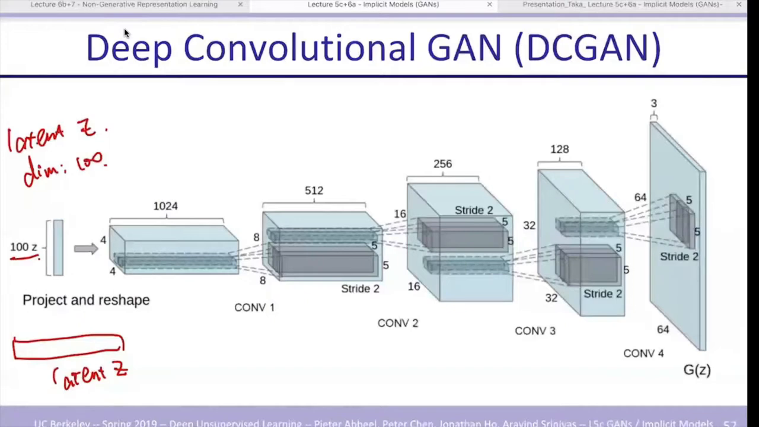After 5 layers, 1, 2, 3, 4, 5 layers, he finally gets the result, which is a picture that has 3 channels. You can call this dimension 64 by 64 by 3, where 64 is the pixel size and 3 is the channel. So the main contribution is that he found a way from the latent Z to the real data.